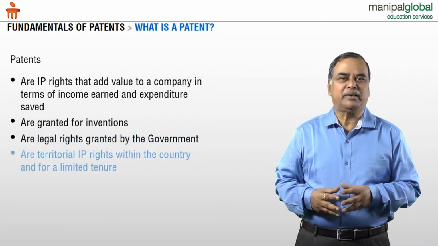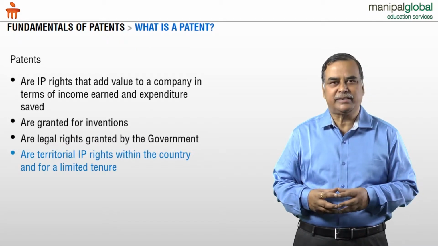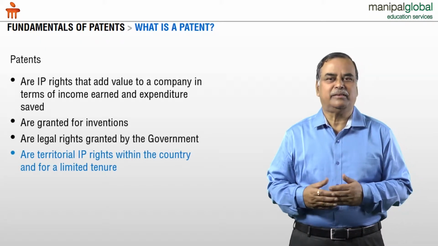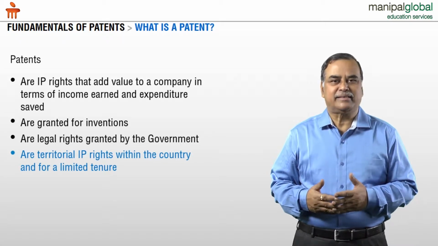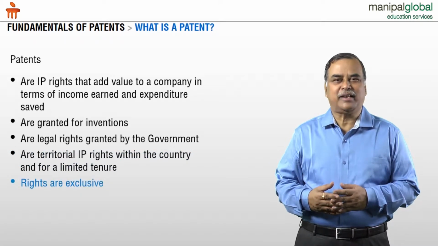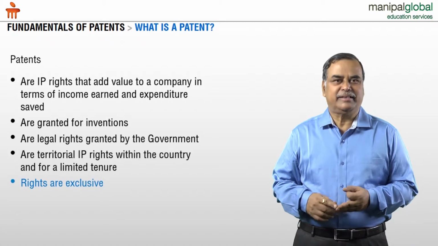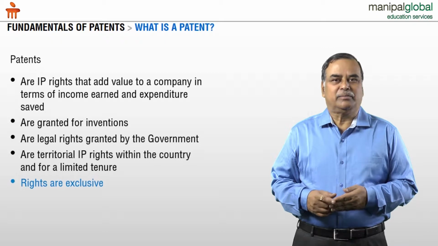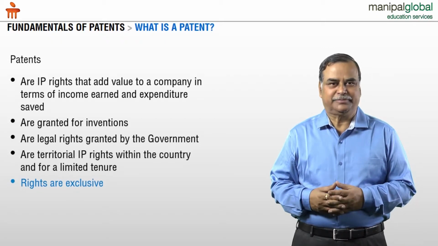Patents are territorial IP rights granted for inventions for a period of 20 years in most countries. The territorial rights are applicable within the boundaries of a country. There is no such thing as an international patent. Patent rights exclude others, other than the owners, from making, using, selling and importing the patented product or process producing that product for those purposes.